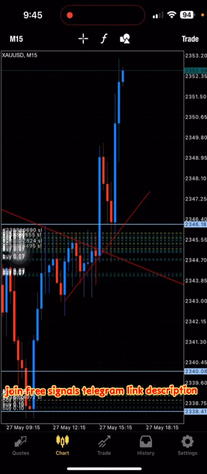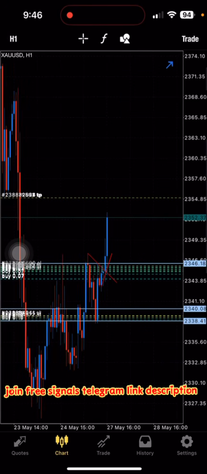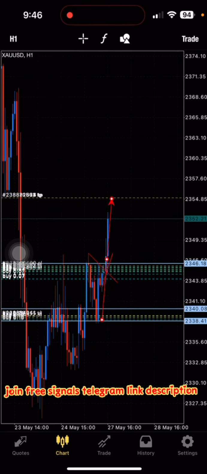Gold touches 100 pips, which is 2355. Another 20 pips from now. Okay. So this is our next TP. 100 pips. If it touches 100 pips, for the previous zone, 160 pips. So just wait, because gold will come.